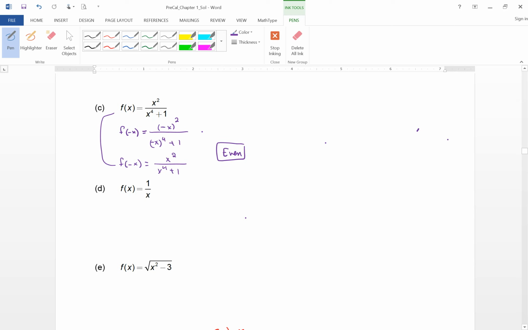Well, look at this one. F of negative x is 1 over negative x. Well, let's simplify. The only way really you can simplify is you can say this is the same as negative 1 over x. That means did all the terms change then? Right, so compare these two. This is the negative of the original. So it's odd.